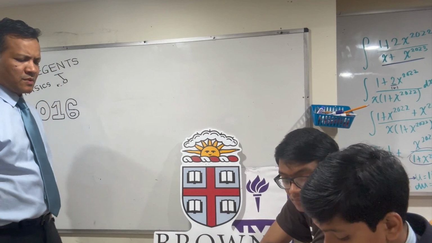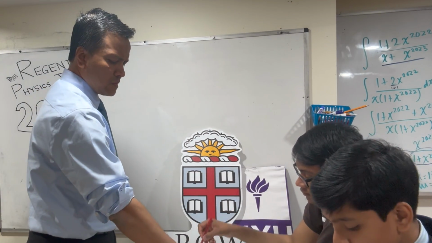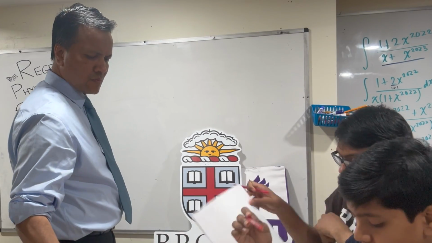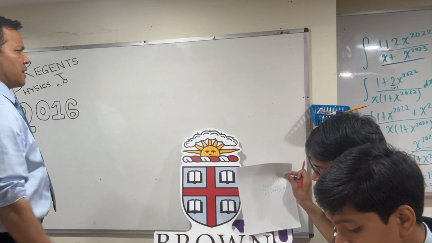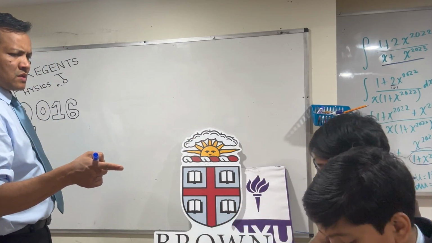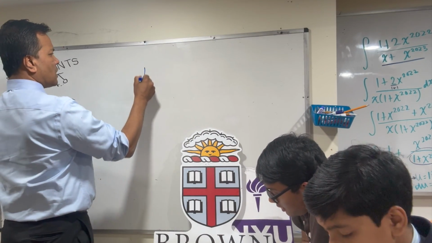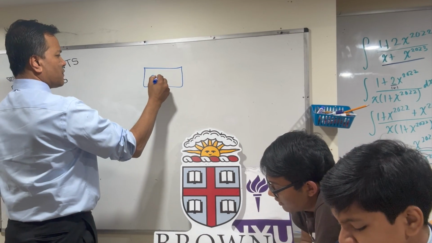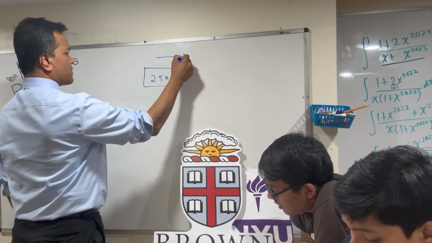Isaac, can you read the first one? All right. 51 and 52. Calculate the magnitude of the net force acting on the box. First, we're going to have to find the net force. So you have a box, right? What is the mass of the box? 2.5 kilograms.